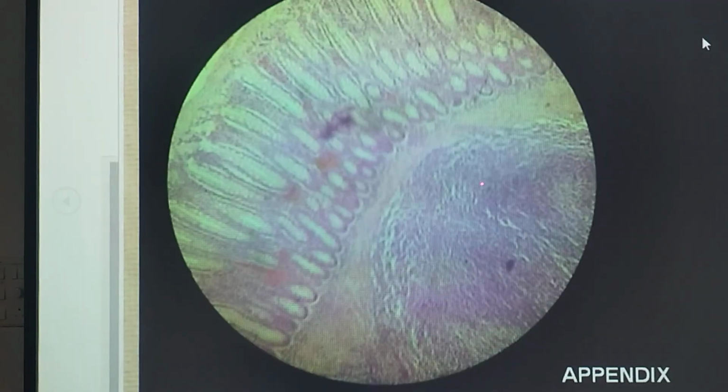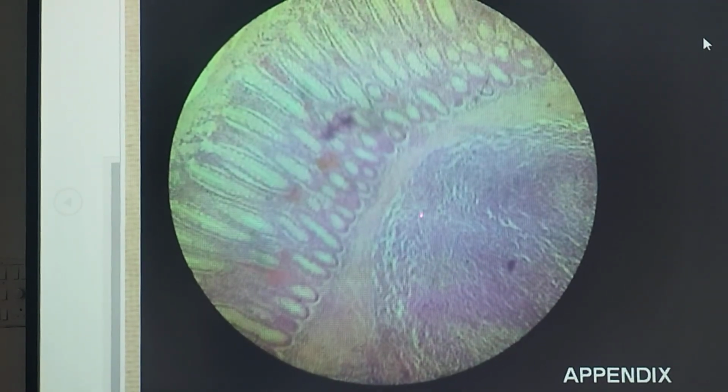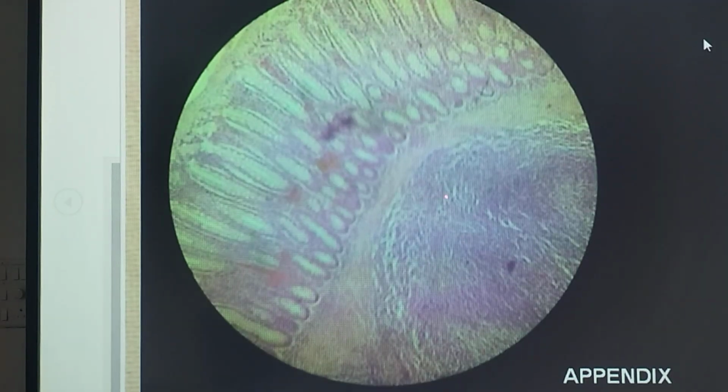Now this is how you identify the slide of appendix. Once again, I will be revising the appendix slide in the GIT section.